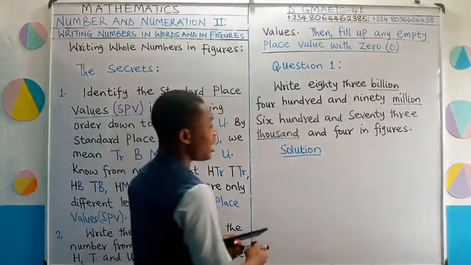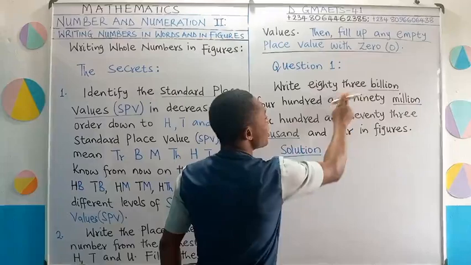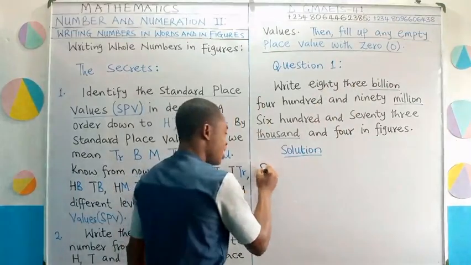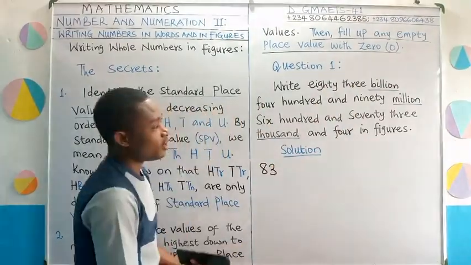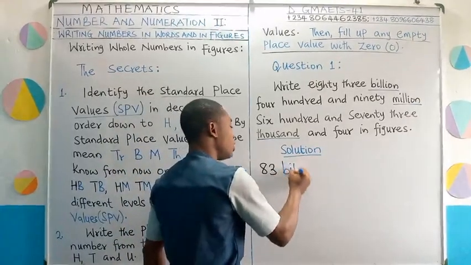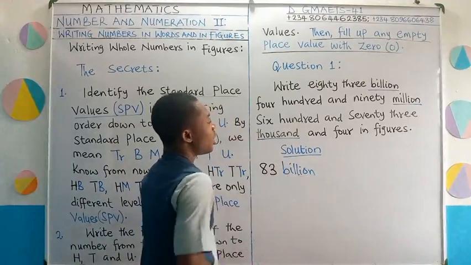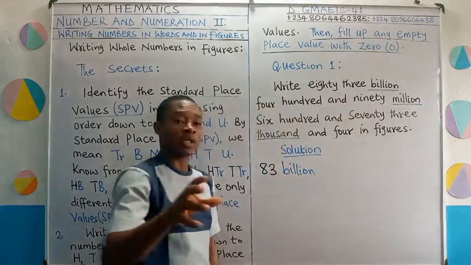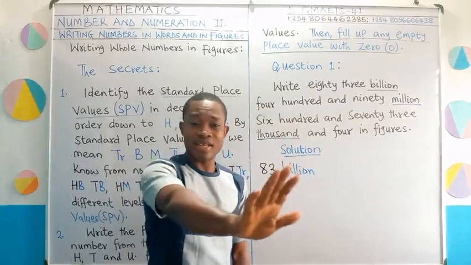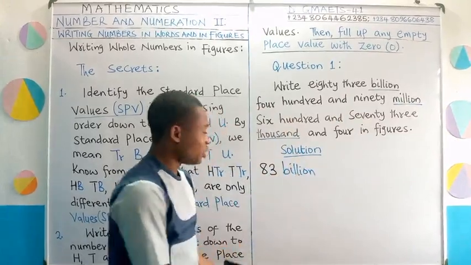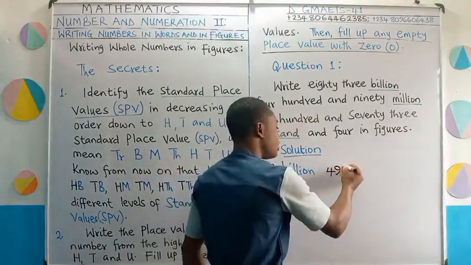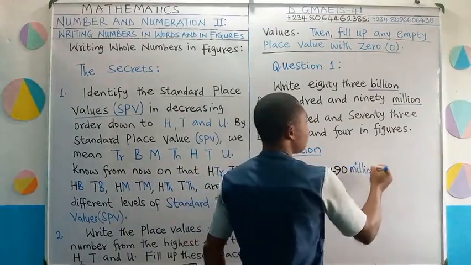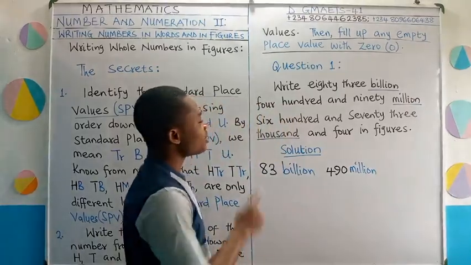But before we move on into that, let's bring out these things. This is 83. How do you write 83? 83 is written as 83 this way. Is that not so? So this 83 is already in billion. So we have 83 billion. And then we have 490. If I give you that number 490, just like that, and I said you should write it, definitely you are going to write 490. This is 490. And this is a million, if you look at that, it's a million.